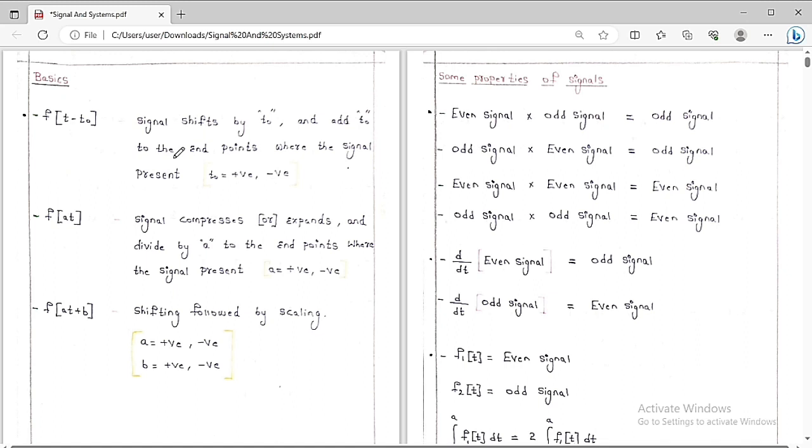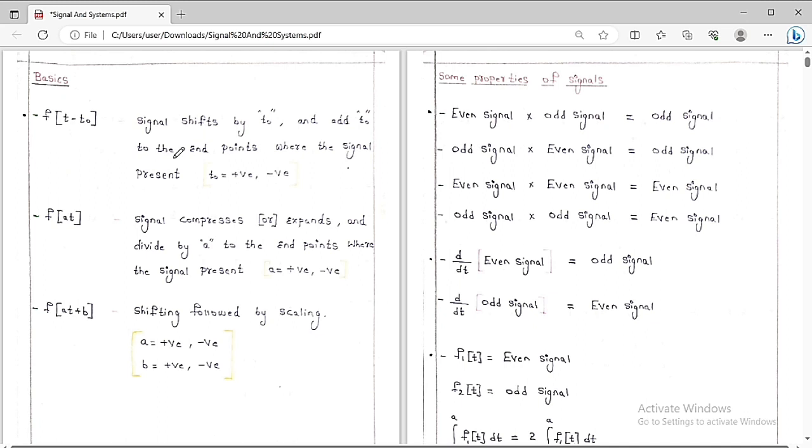Suppose there is an original signal f(t). For the original signal f(t), you know the endpoints. Now I want to do the operation f(t - t0). This is called the shifting property. We are going to shift the signal to the left-hand side or the right-hand side. We are not doing anything other than this. So the signal is going to shift by t0.